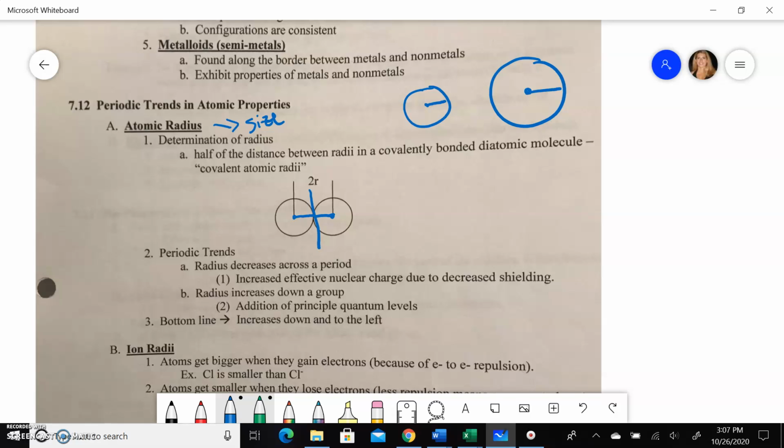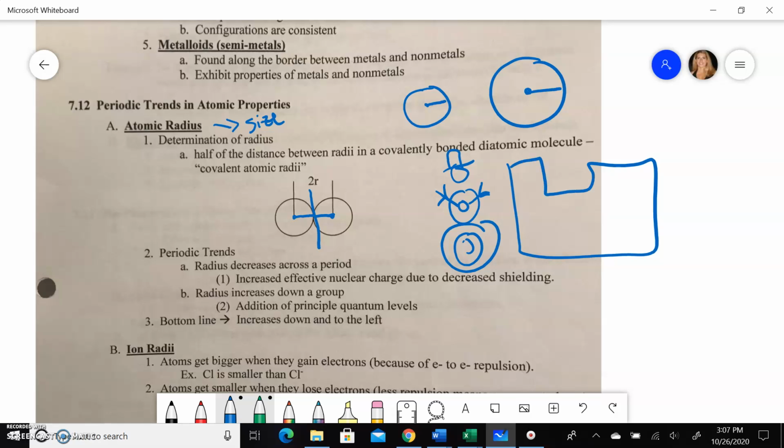The periodic trend for this is that it's going to increase as you go down because you add energy levels. As you add rings to it, they're not all circles, but I'm just drawing like that, it gets bigger. Remember we talked about the snowman, so you can remember that it gets bigger as you go down.